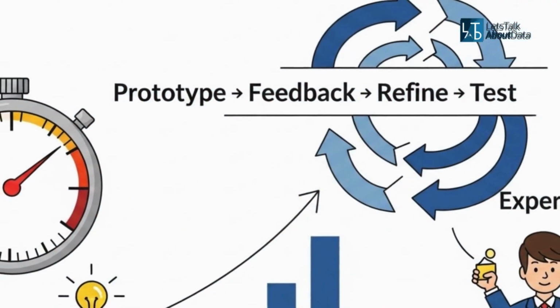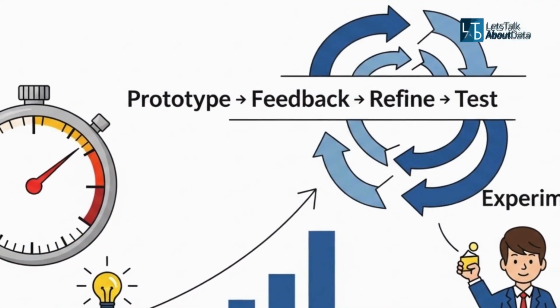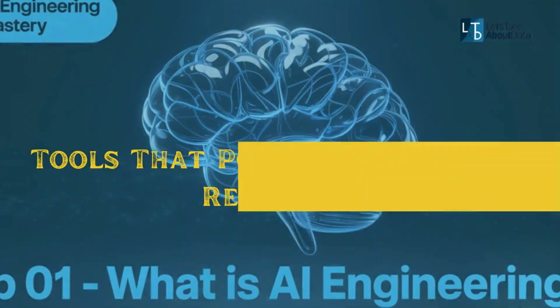Speed matters. You'll rarely get it right on the first try. Start small, simple models, fast feedback, quick validation. Use prototypes to identify bottlenecks early and learn as you go. Being able to iterate quickly means tighter feedback loops and faster improvement.